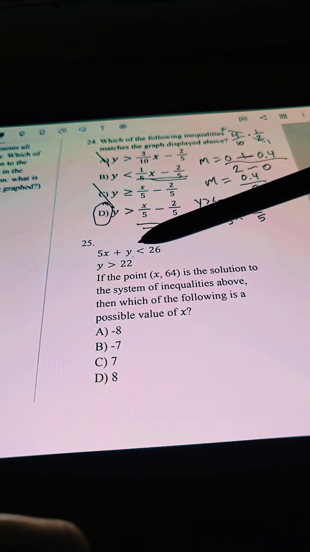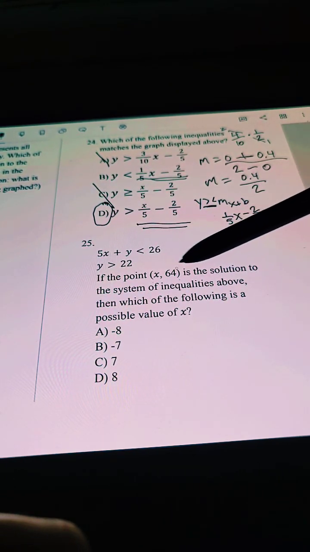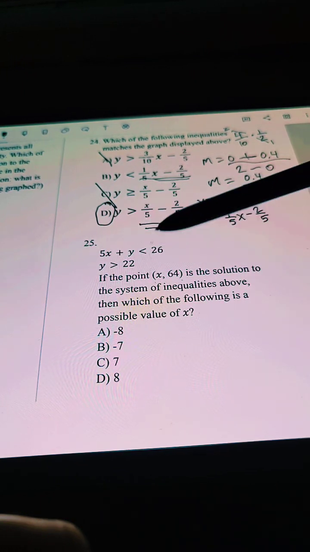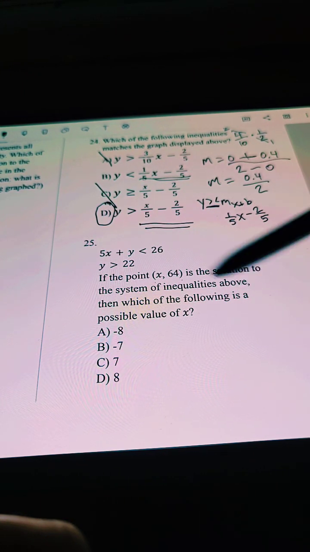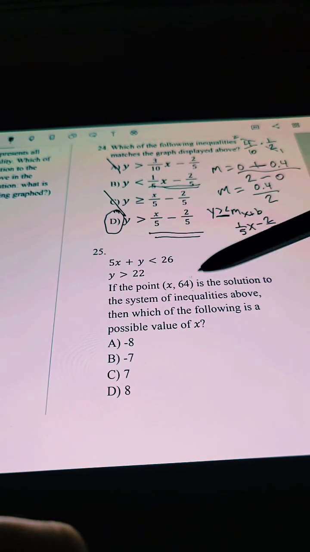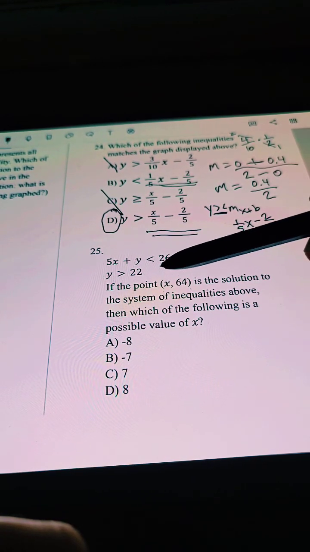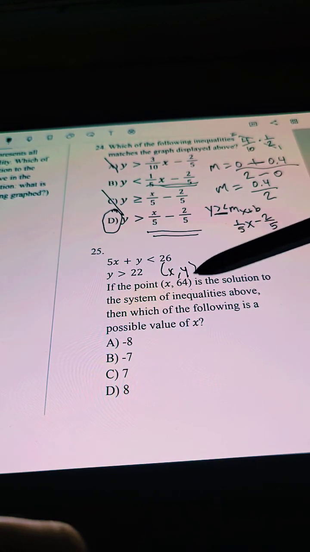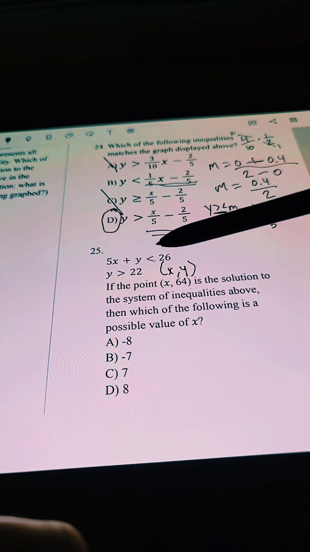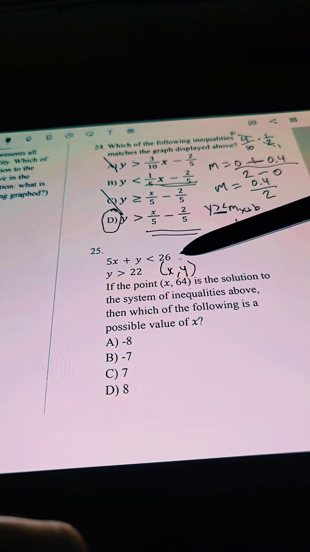So we have this system right here, and it's saying if the point x comma 64 is the solution to the system of inequalities above, then which of the following is a possible value of x? So remember, this is x comma y. Our points are just x comma y. So that means y is 64, is what they've essentially told us.